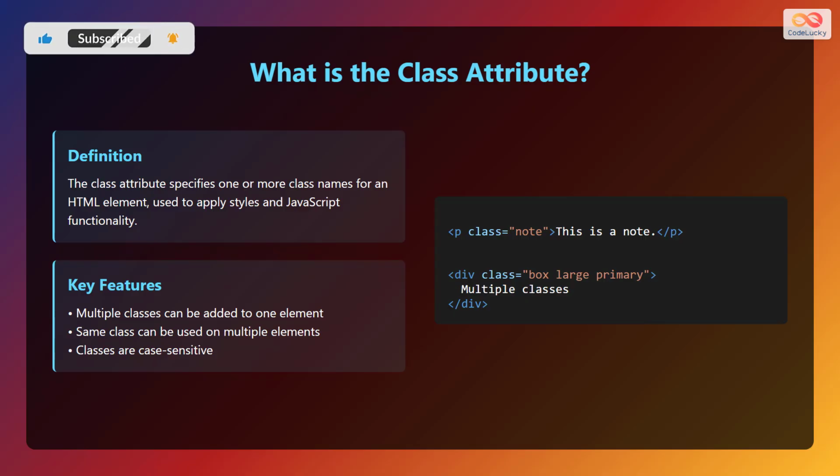Here are a couple of examples. The first one shows basic class usage with a paragraph element. The paragraph has a class named "note." The second example shows how to use multiple classes. Here we have "box," "large," and "primary" as the class names.